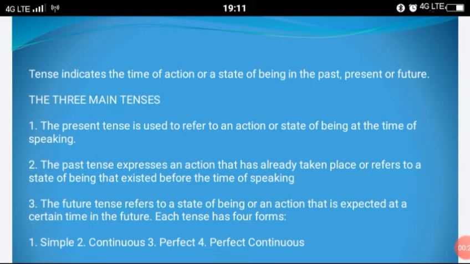Now, time means time of action or state of being, whether it was in past or in present or in future. We have three main tenses in English grammar: the present tense, the past tense, and the future tense. We have four different divisions of all these three tenses, which are simple tense or the indefinite tense, continuous tense or the progressive tense, perfect tense, and perfect continuous or perfect progressive tense.